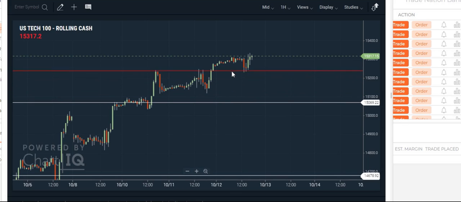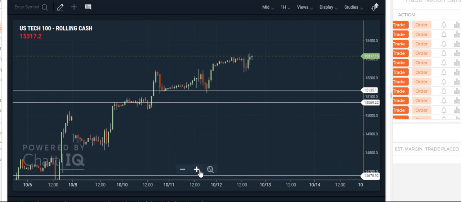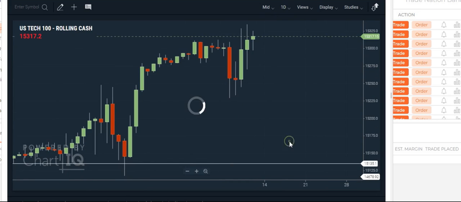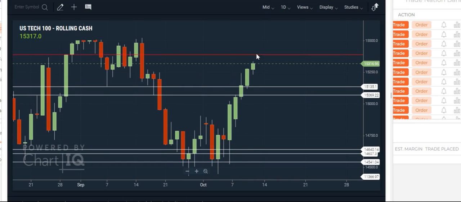Go ahead and map out your support levels. The broker I'm using, a lot of you might be familiar with, is Trade Nation, directly. So here's the thing, guys. We're going to map out support and resistance. This is the resistance for us.